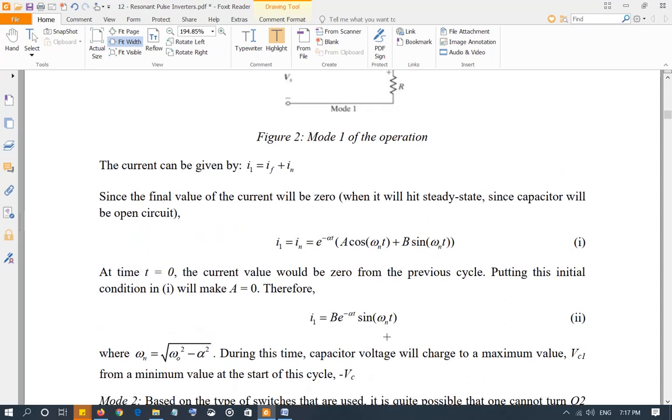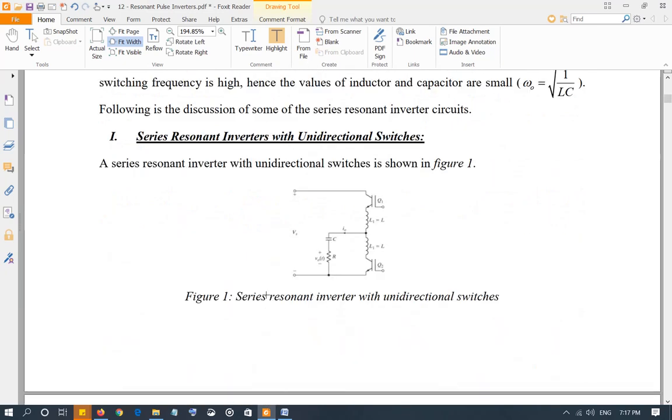So that's what's going to happen in the first mode: the current is going to be B e to the power negative alpha t sine omega nt, and the capacitor will be charged to VC1 such that the positive polarity of the capacitor is on top and the negative polarity is at the bottom.